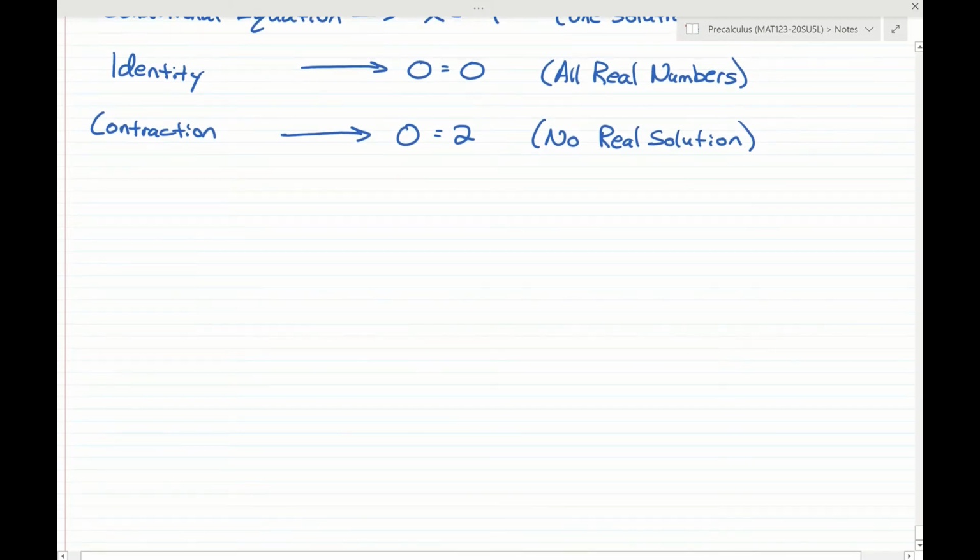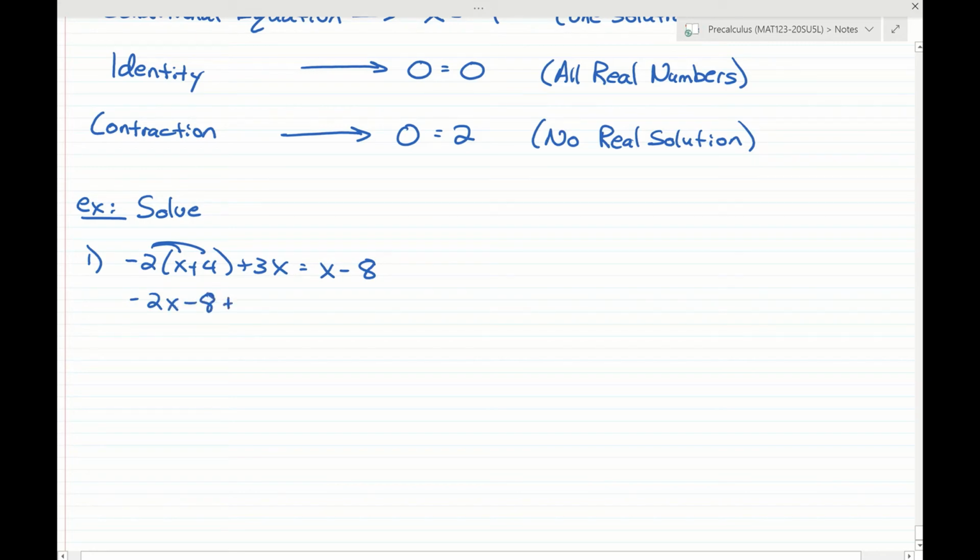So let's take a look at some examples of these. The directions are just going to be to solve. And let's say we had -2 times x plus 4 plus 3x is equal to x minus 8. Solving it like we usually do, let's distribute and combine like terms. -2x minus 8 plus 3x is equal to x minus 8. Combine our like terms. x minus 8 is equal to x minus 8. I mean, at this point, we see both sides are equal to each other, so it's an identity.